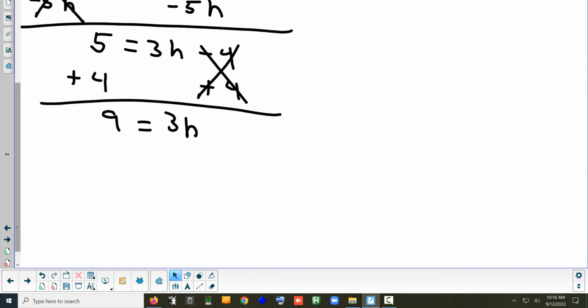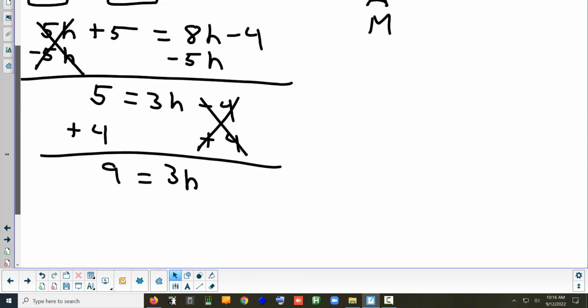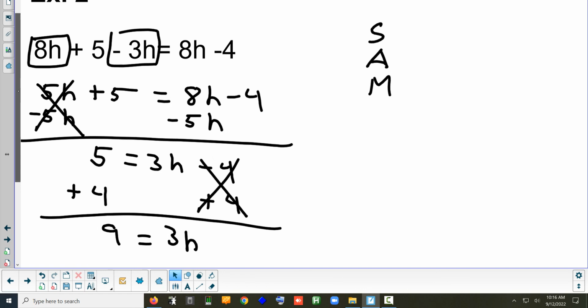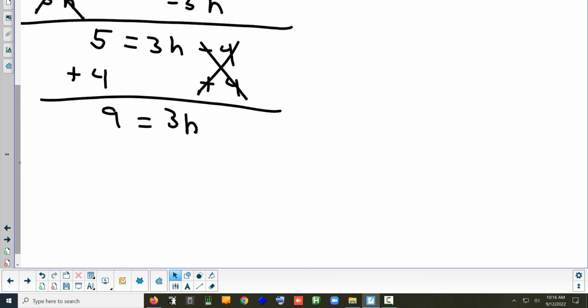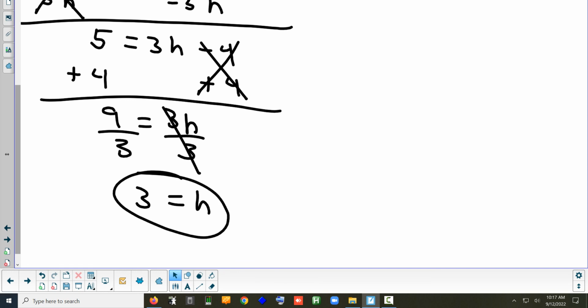So now we're down to our last step. We did the adding and subtracting. We're now at the M. Multiply or divide. Does anyone see multiplying or dividing, Lexi? Yep. Divide the 9 by 3. 3 divided by 3 is 1. So that's gone. So we get H equals, Aiden, what do I get on the left? H equals 3. Perfect.